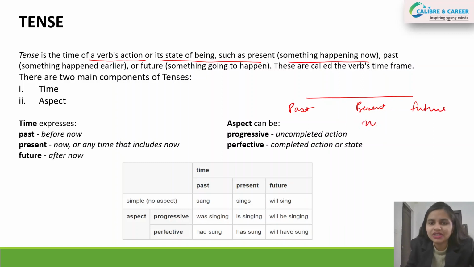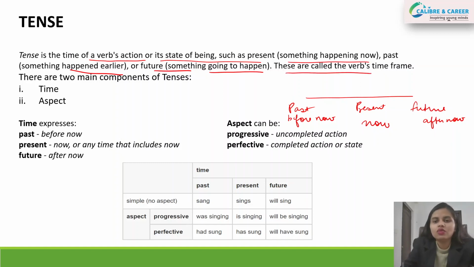When I'm saying something is happening now, in past what will it become? Something that has happened before now. Future means after now. Past means something that has happened earlier, and future is when something is going to happen. So these are called verbs' time frames.